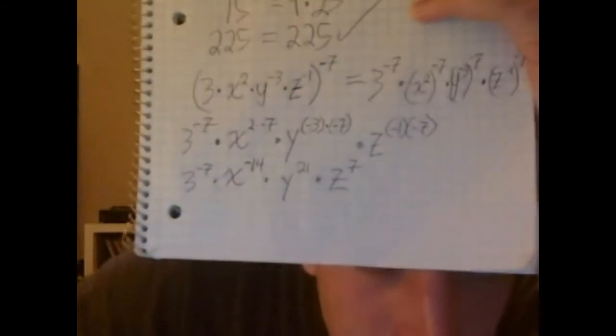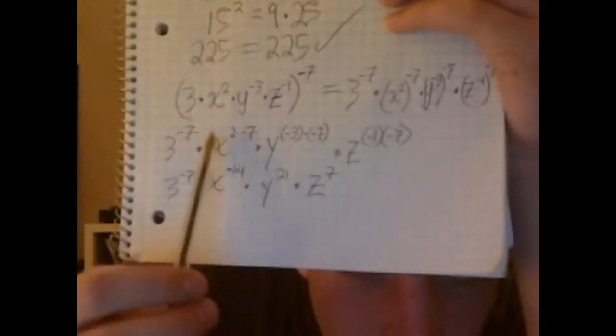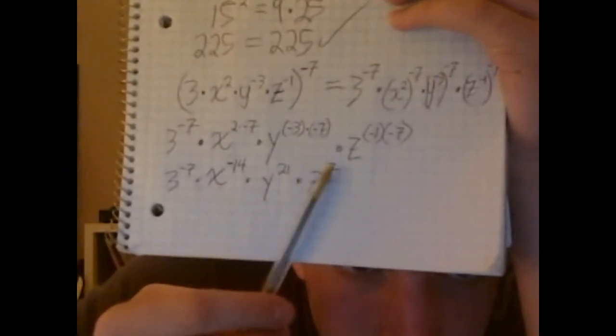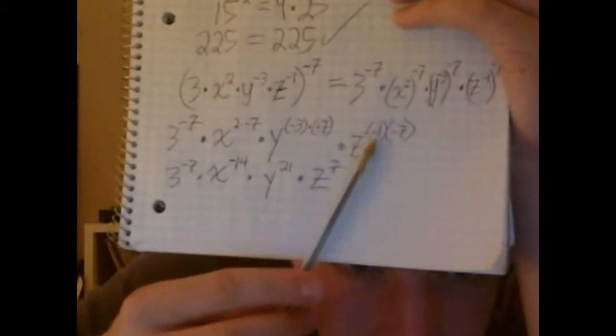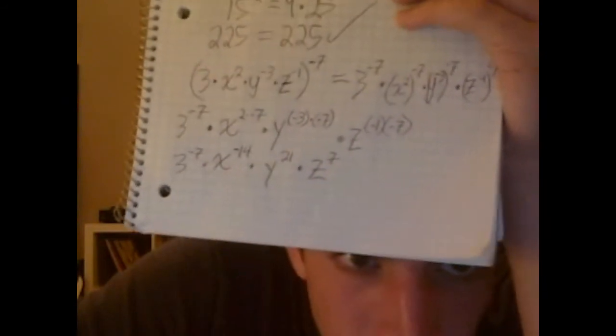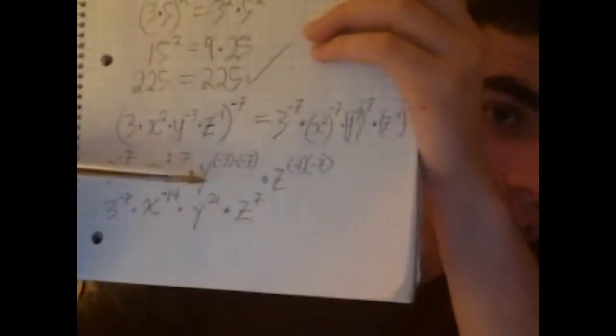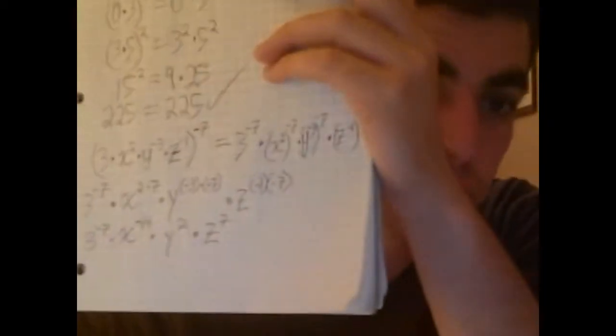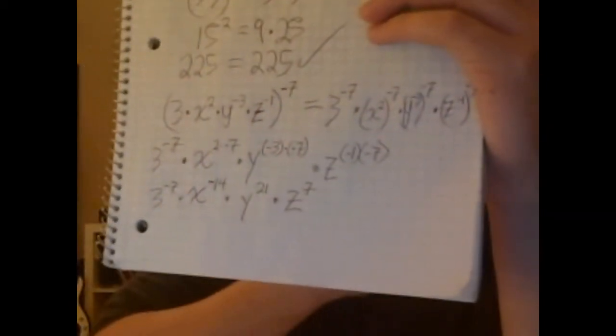Cool? So we end up with this. 2 times -7 is -14. -3 times -7 is 21. And -1 times -7 is 7. Now, I would be happy with this as an answer. If you put this as an answer, I'd be totally happy with it.